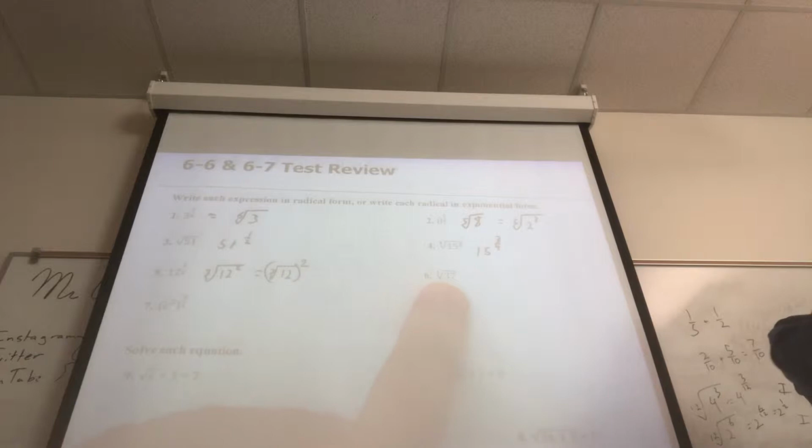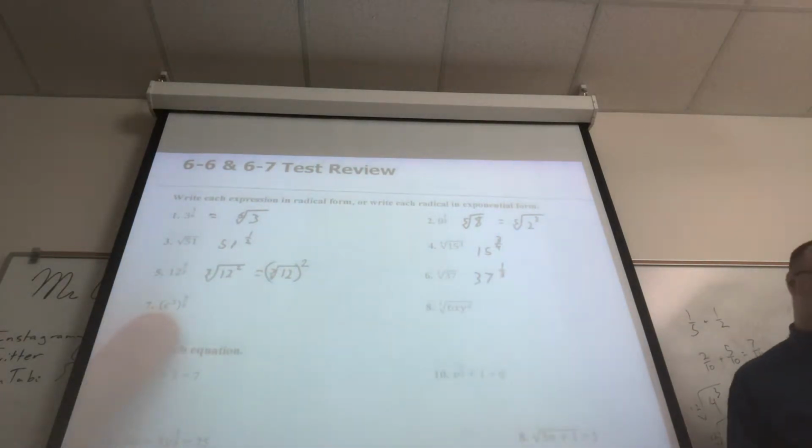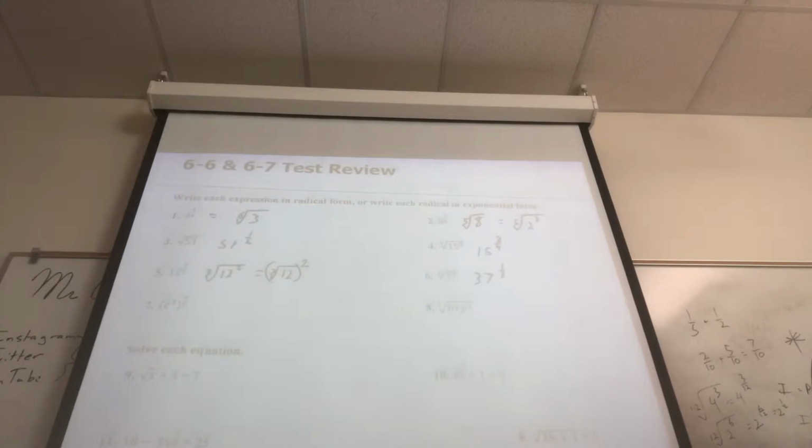On this one, the cube root of 37, since there's no power written on 37, that means it's 37 to the 1/3 power. C cubed to the 3/5 power, when you raise an exponent to another exponent, you multiply. That's c to the 9/5, which means it's the 5th root of c to the 9th.